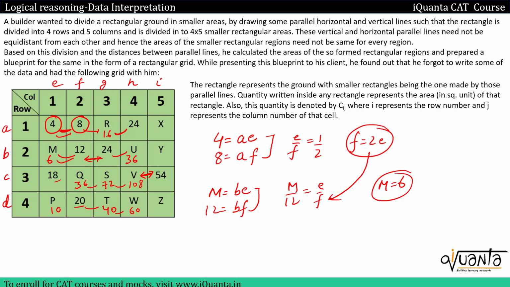So area in column 4 is twice the area in column 5. So if I have 36 here, I will have 18 here, 24 here, so 12 here, 60 here, so 30 here. Okay, so I found out the values of all these alphabets. This was very easy. Now I can proceed further and answer the question.